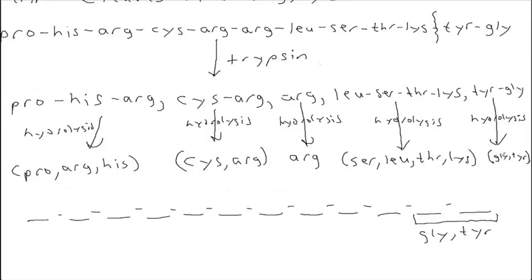When the chemist sees this fragment, the chemist might say, well, wait, I thought trypsin cleaves after arginine and lysine. How could there be a fragment that doesn't have any arginine or lysine in it?